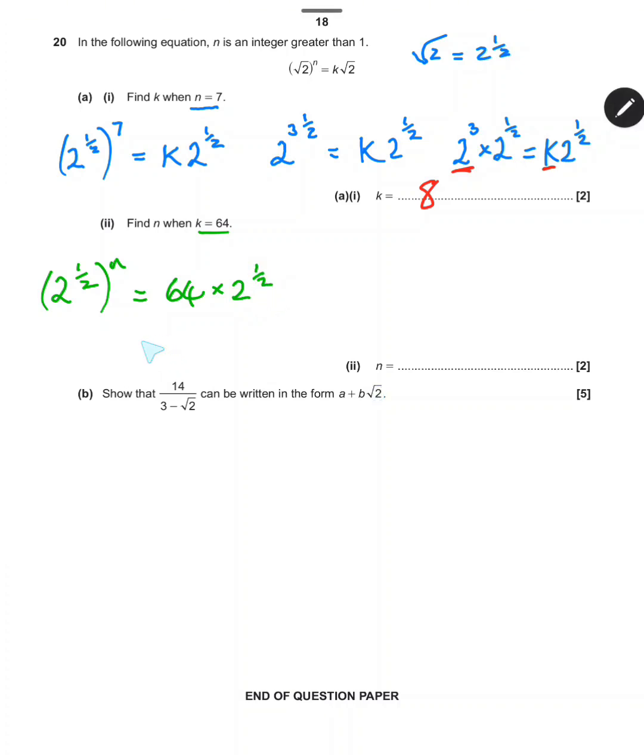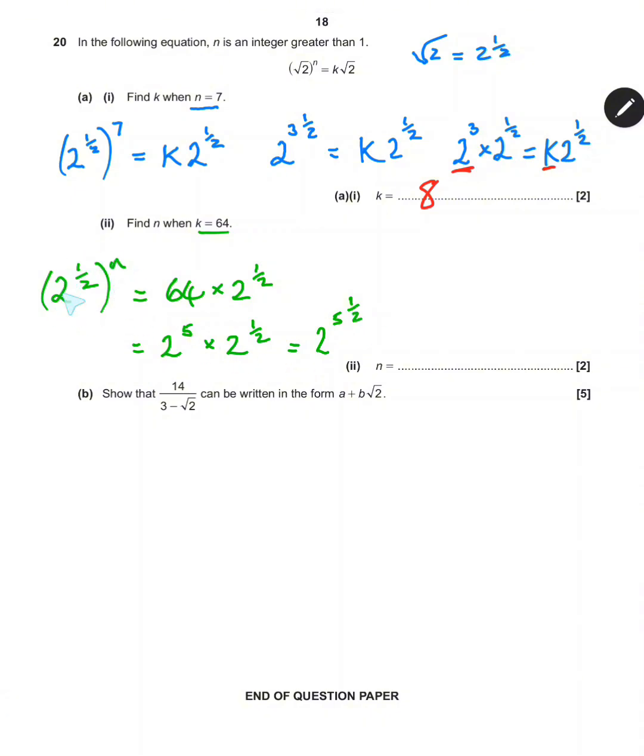I know that 64 is 2 to the power of 5. 2 times 2 times 2 times 2 times 2 will give you 64. So we've got 2 to the power of 5 now times 2 to the half on this right hand side, and we're trying to match that up with this left hand side. Well, 2 to the 5 times 2 to the half is 2 to the 5.5.